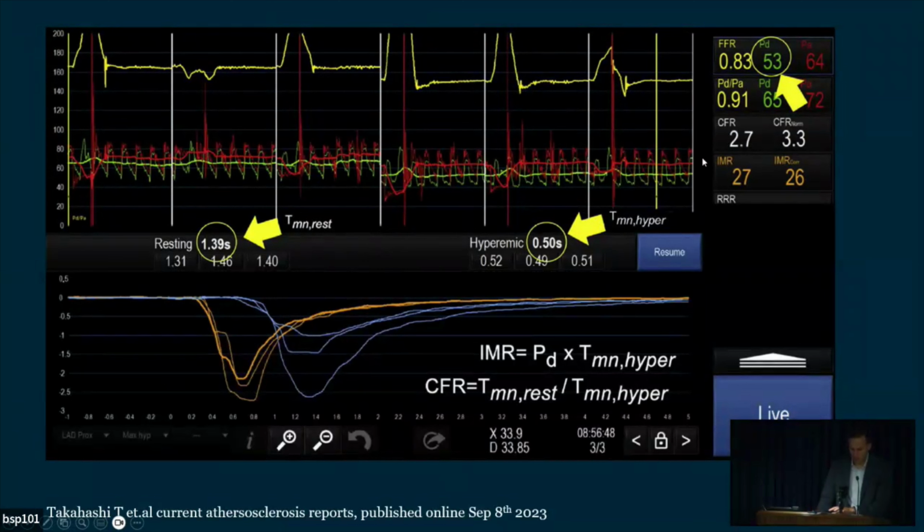And then the system will calculate all the important indices for us: FFR, RFR, IFR, CFR, and IMR. And then we can interpret that data objectively, not just guessing based off the angiography, and objectively diagnose if the patient has coronary microvascular dysfunction as well. So this is kind of what it looks like in the cath lab. Those are the logistics. I don't want to bore you with those details, but that's just how we do it in the cath lab.